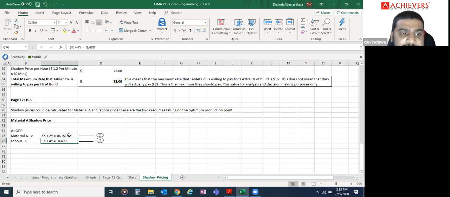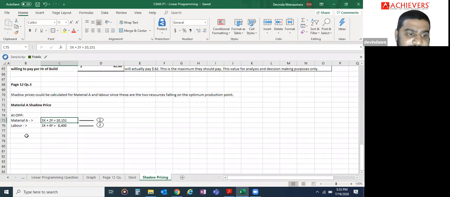You should only increase the amount of the resource that you're trying to calculate the shadow price for. If it's material A that you're calculating, you should only increase material A and keep labor the same. If it's labor that you're calculating, you should increase the labor resource and keep material A the same. Clear? Okay, so let's calculate.